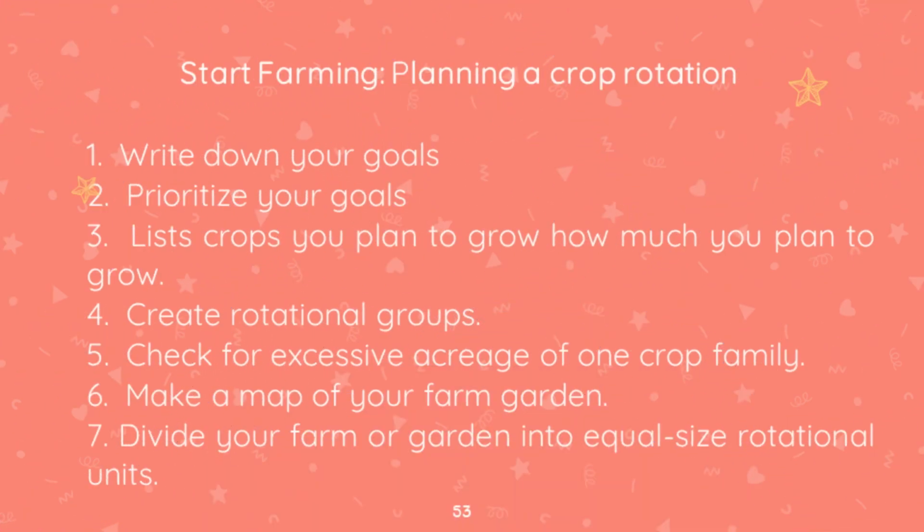Start farming: planning a crop rotation. Number 1, write down your goals. Number 2, prioritize your goals. Number 3, list crops you plan to grow and how much you plan to grow. 4, create rotational groups. 5, check for excessive acreage of one crop family. 6, make a map of your farm or garden. And 7, divide your farm or garden into equal size rotational units.